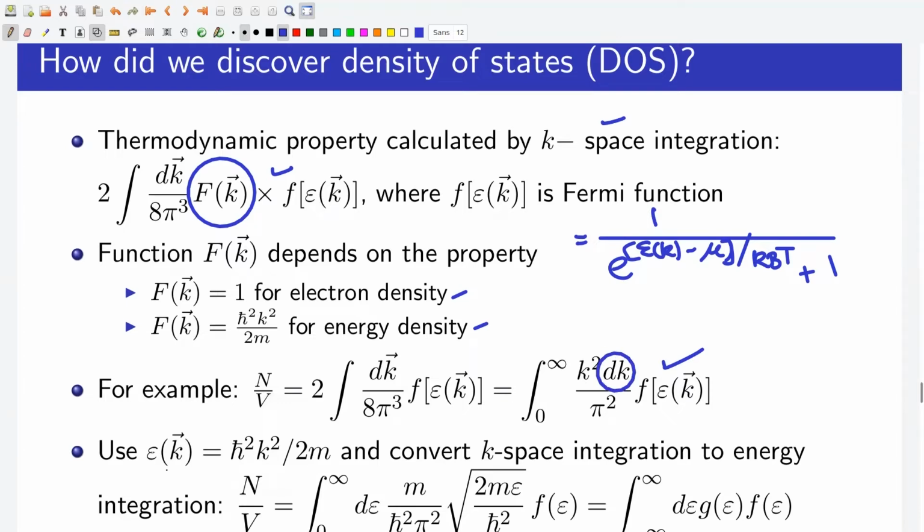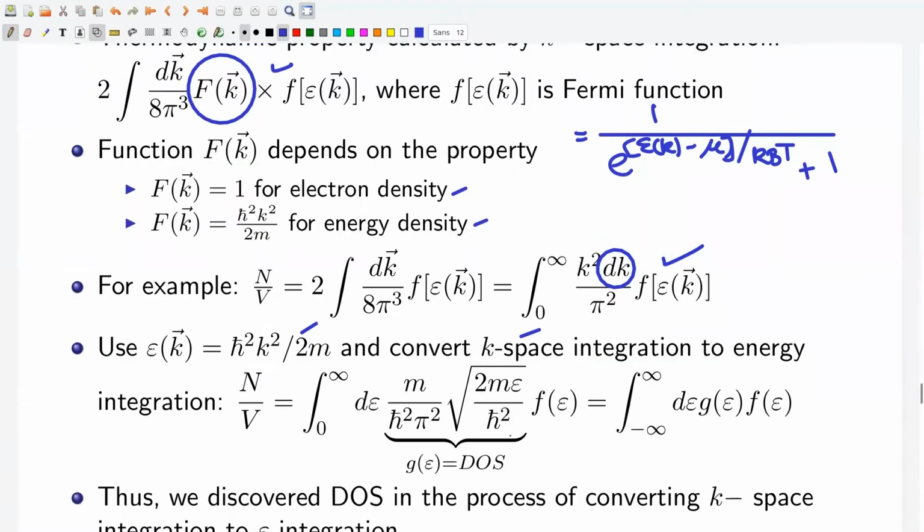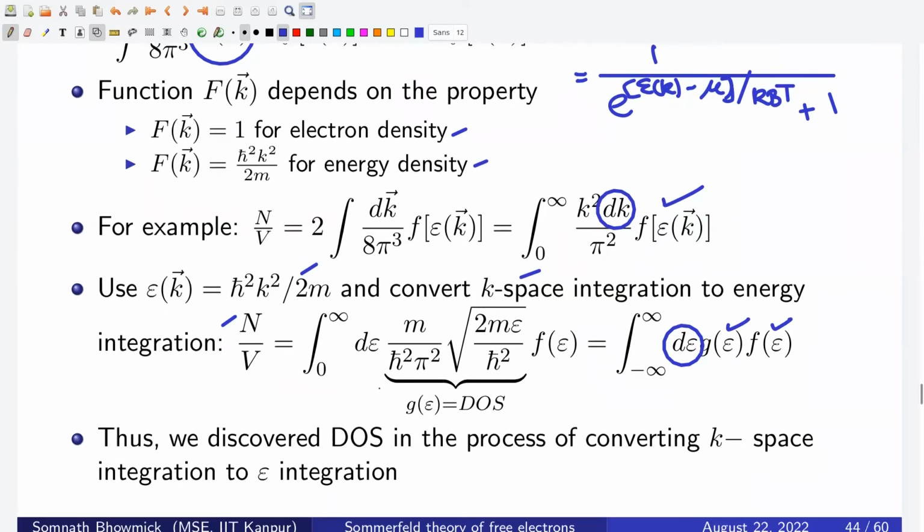Now, using E equals h cross square k square divided by 2m, we can convert the k-space integration to energy integration. And we can write n by V as the integral of density of states times the Fermi function. And this integral is over the energy. Thus, we discovered density of states in the process of converting k-space integration to energy integration.